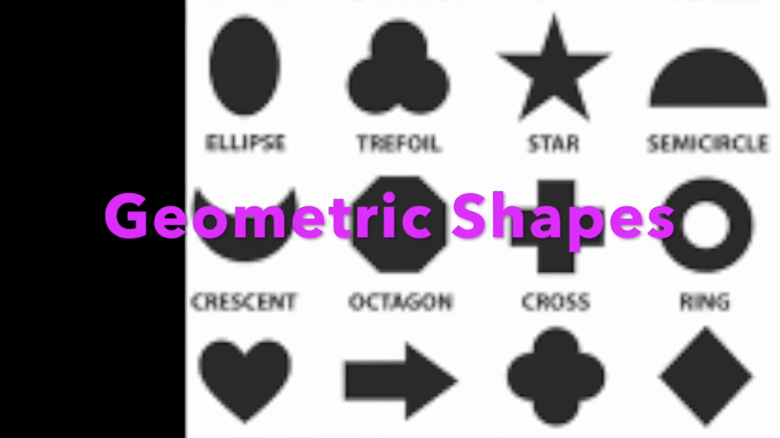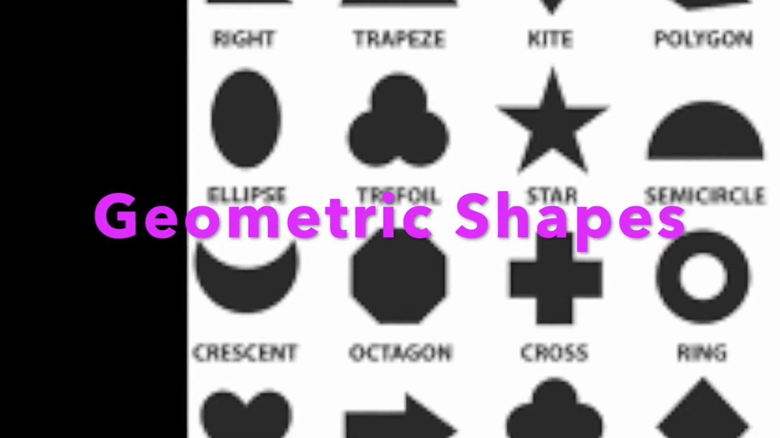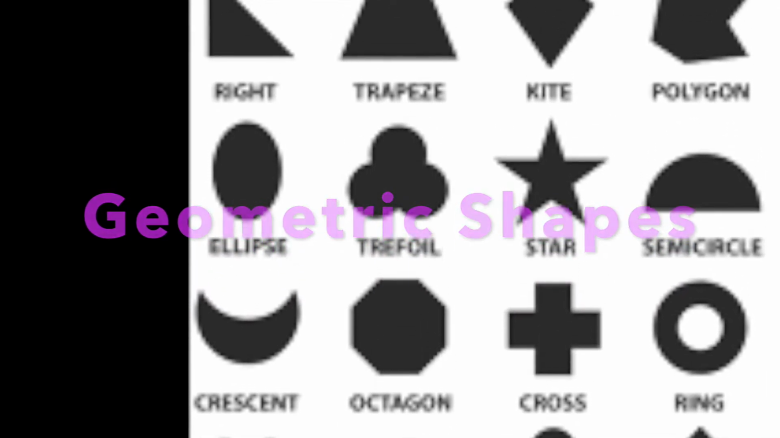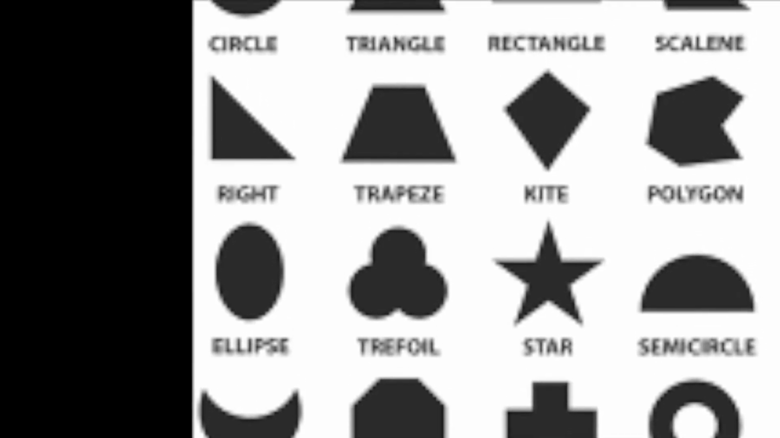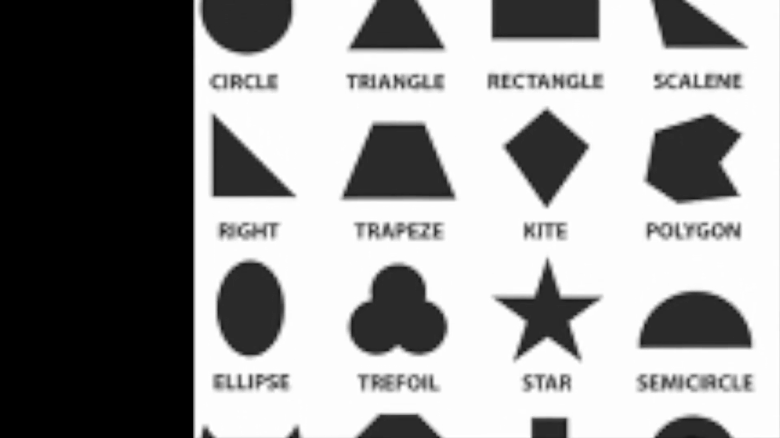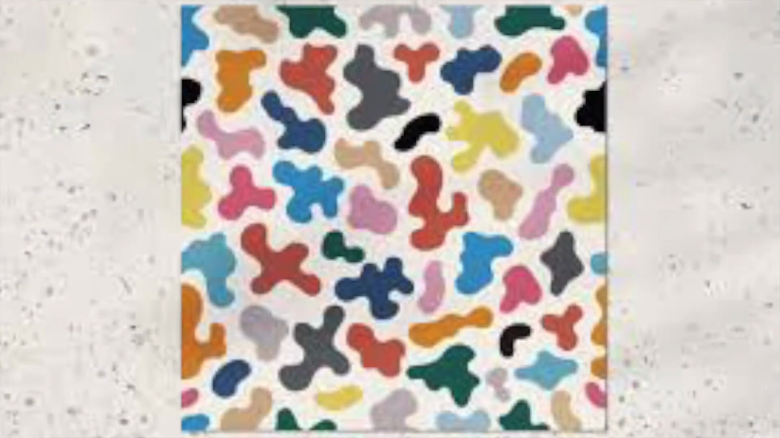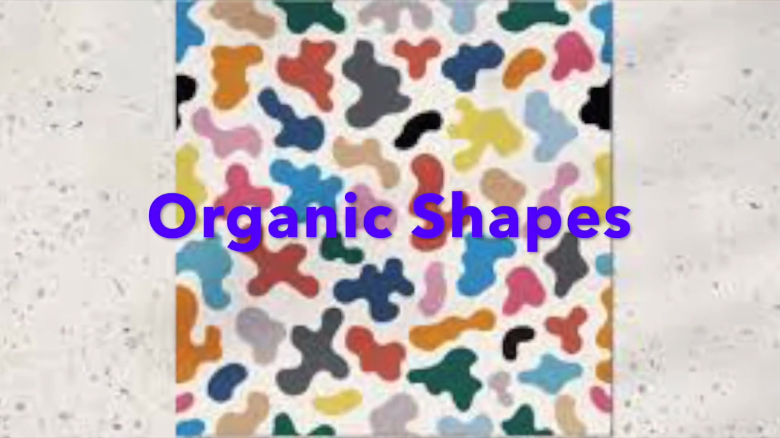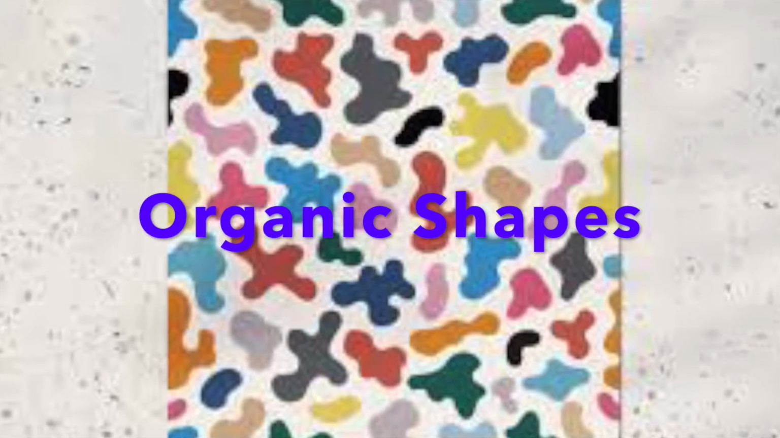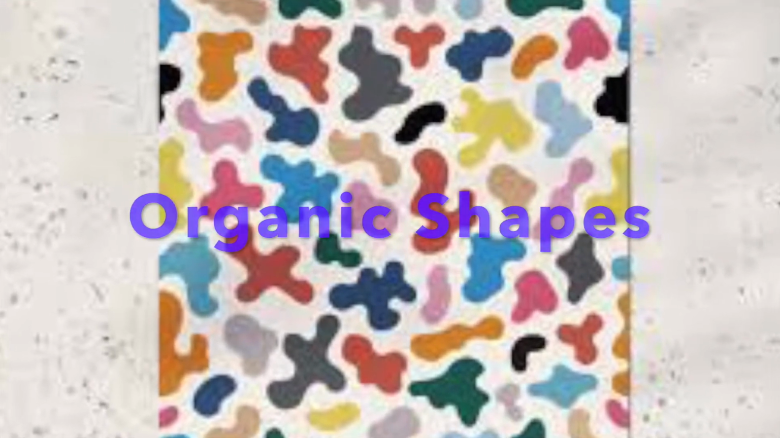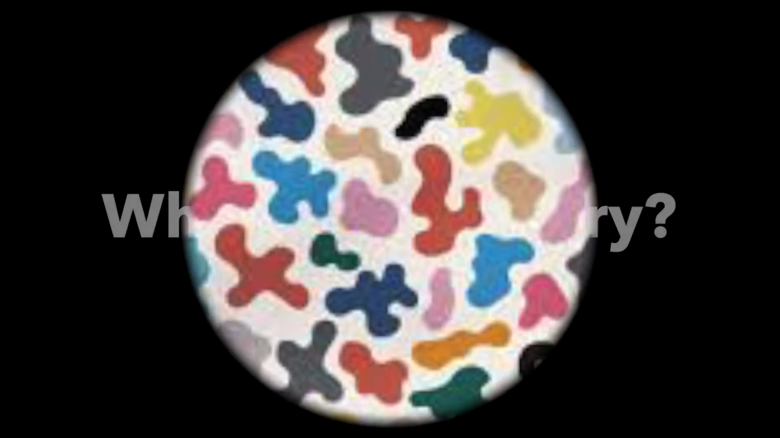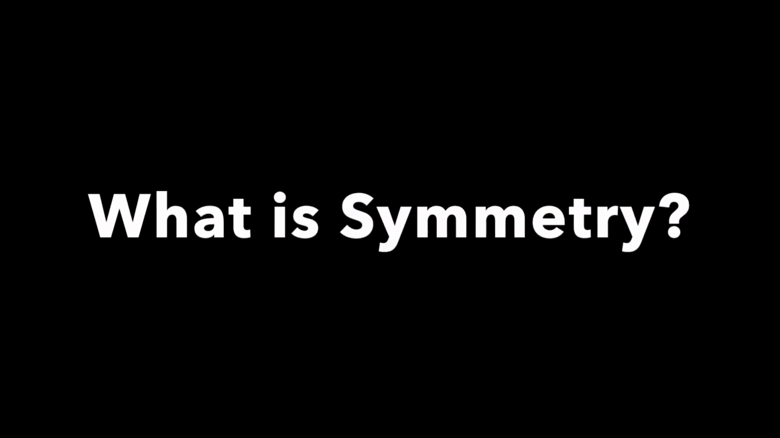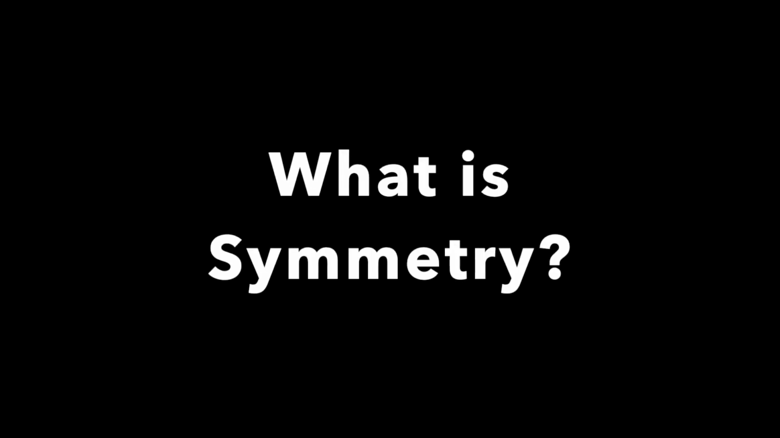These are examples of geometric shapes. Geometric shapes are shapes that can be defined, like circles, squares, rectangles, ovals, octagons, and hexagons. They are shapes that we've been learning since we were very young. Organic shapes, however, are free-formed and cannot be defined, like these interesting shapes that we can see here in this picture. Now that we discussed organic shapes versus geometric shapes, let's talk about symmetry.